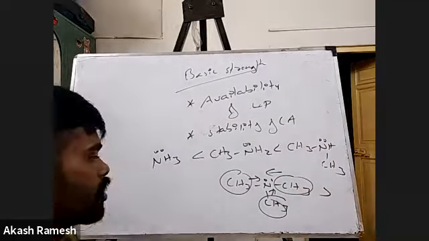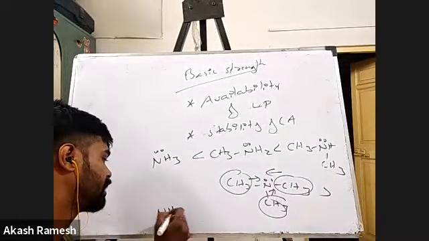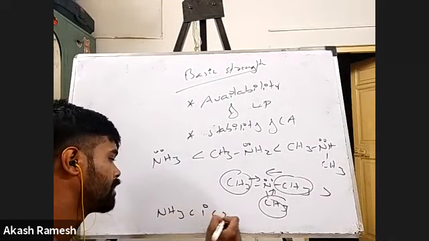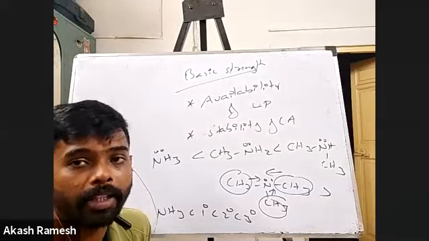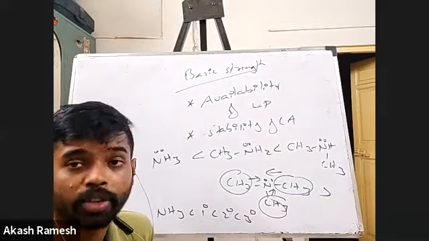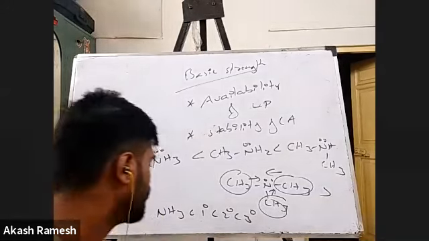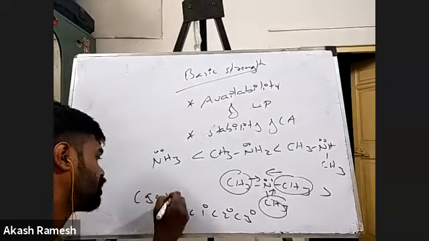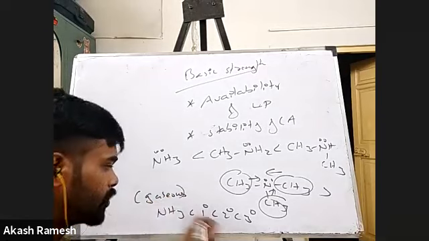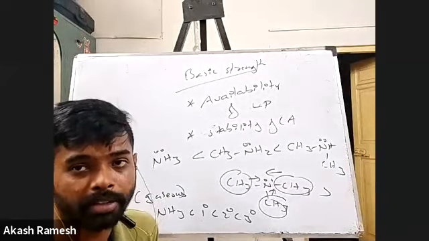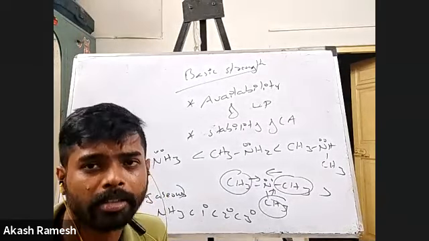Now, what you see here, how can I put it in simple words, is that ammonia is less basic than primary, than secondary, and tertiary is the one which has the maximum basic strength, right? This is for amines. Now, especially, this will work only in the gaseous phase, right? This will work only in the gaseous phase. Okay, now the phase matters, right?